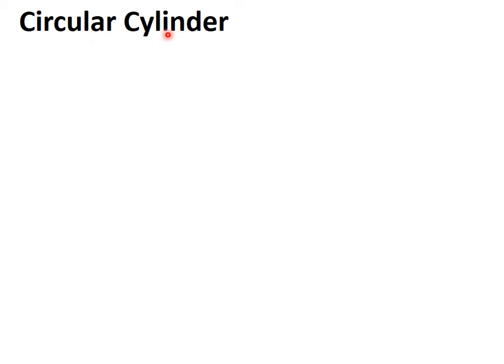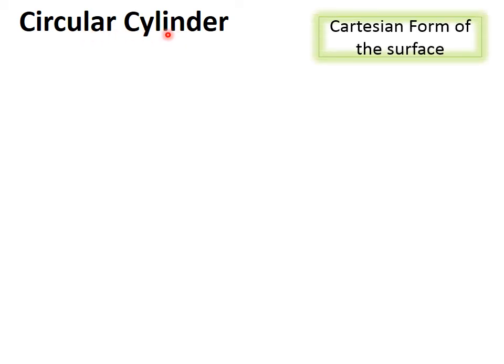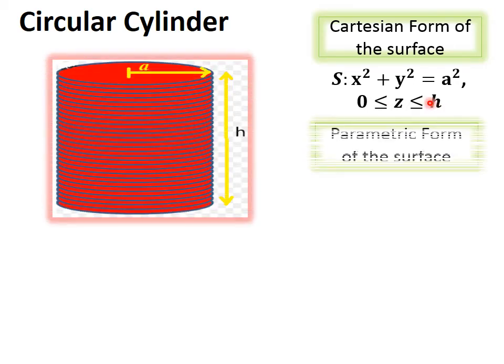Now we will see how to write the Cartesian equation for the circular cylinder, which we have visualized now. We are stacking, every time, circular rings of the same center and same radius from z equal to 0 to z equal to h. So the Cartesian form of the circular cylinder is x square plus y square equal to a square, the generating curve circle. We are stacking the circle from z equal to 0 to z equal to h. So z varies between 0 and h.